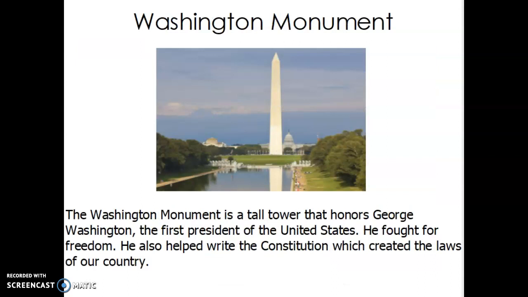Washington Monument. The Washington Monument is a tall tower that honors George Washington, the first president of the United States. He fought for freedom. He also helped write the Constitution, which created the laws of our country.